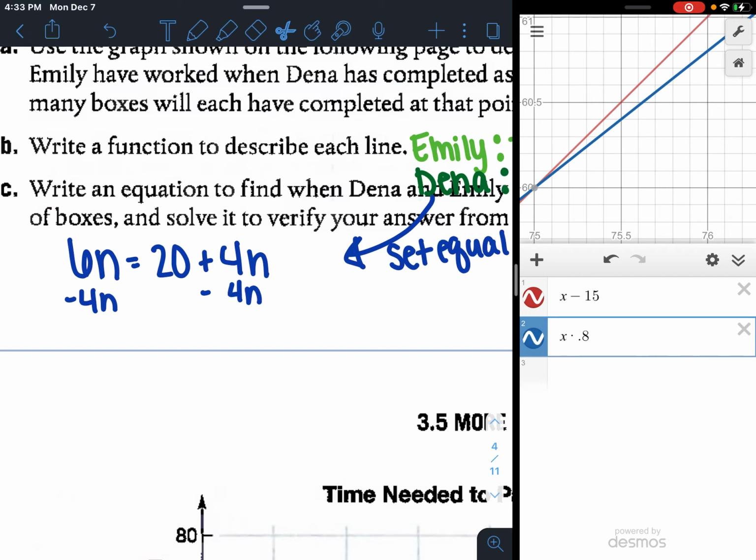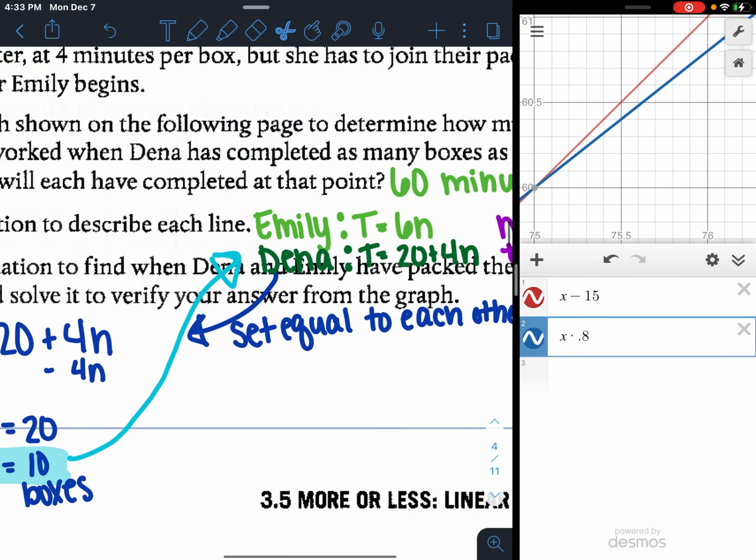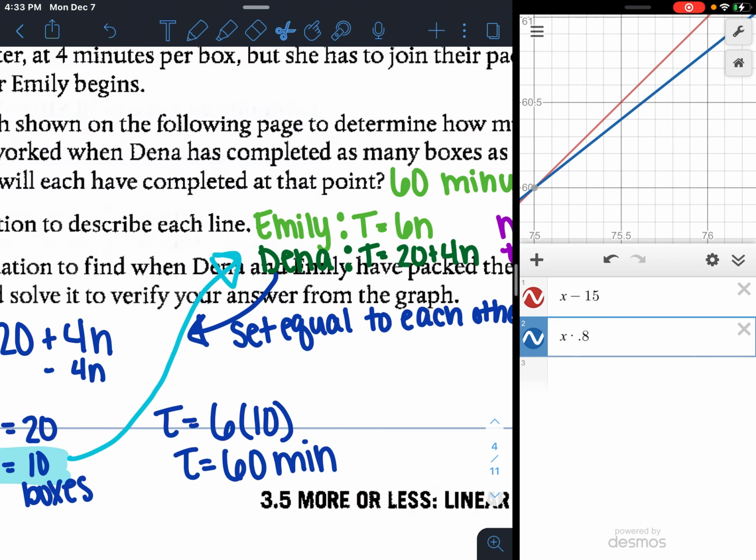We're just going to solve for n. I'll subtract 4n from both sides. I get 2n equals 20, divide by 2. So n equals 10 boxes. The number of boxes is 10. And then I'll plug this 10 back into either one of those equations. I'm going to do it for Emily because her equation's smaller. So the time is going to be 6 minutes times 10 boxes for a total of 60 minutes.